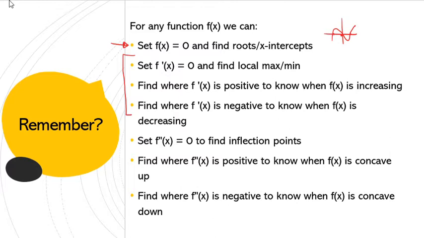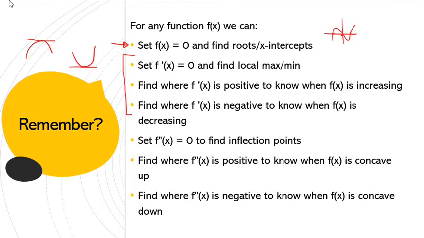Now, if we go to the first derivative, f prime of x, if you set that equal to 0, what does that find? That finds where the slope of the function is equal to 0. And that happens when you have these local maximums, slope is 0 here, and local minimums.